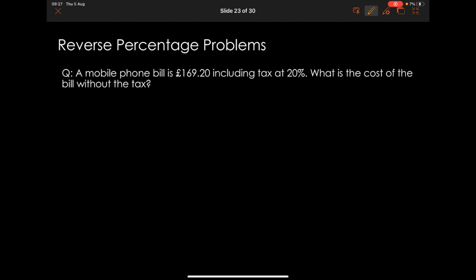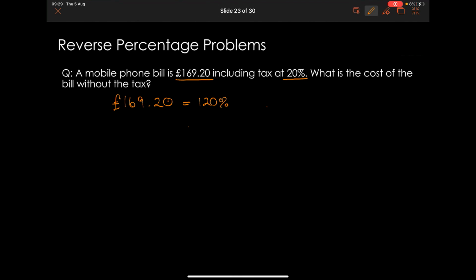A mobile phone bill is £169.20, including tax at 20%. What is the cost of the bill without the tax? Okay, so the tax has already been added on in this case. All right, so what it's saying is that £169.20 includes the 20%. So £169.20 represents 120% of the price. Okay. What was the cost of the bill without the tax?